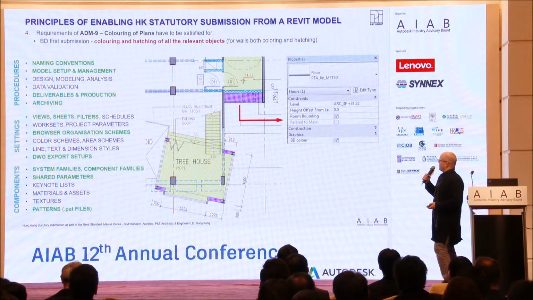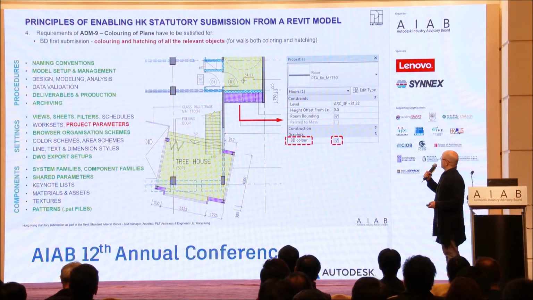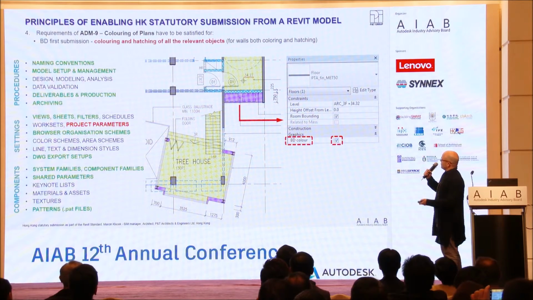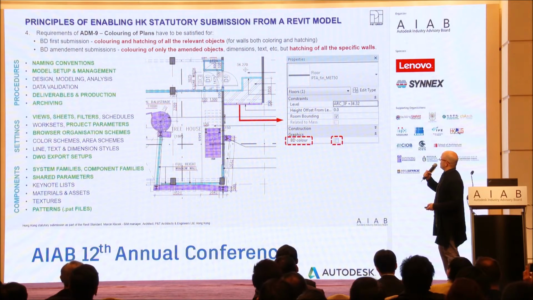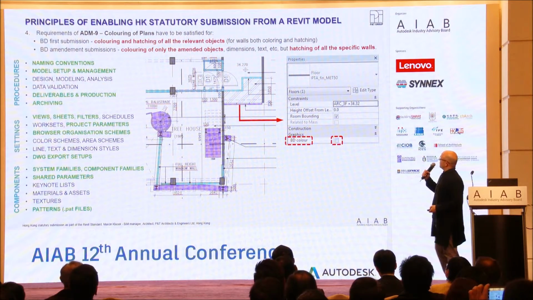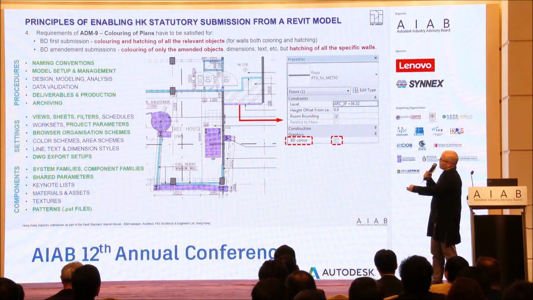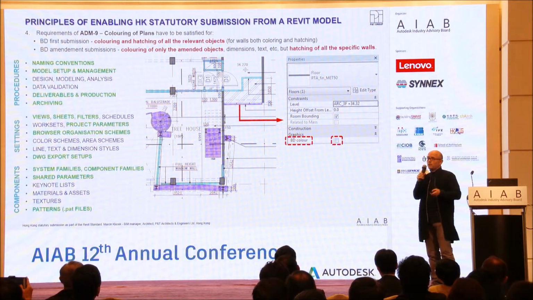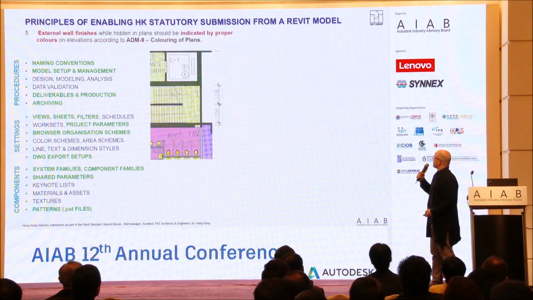Which means we need a project parameter, in this case called BD color, which is on for first submission, but will be off for the second submission, as you can see on the example of this metal slab at the top right corner of the screenshot. So you already see how many of those components of the Revit standard are influenced, or we have to take into account for the statutory submission.